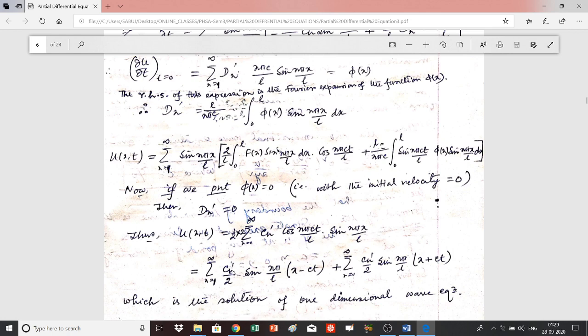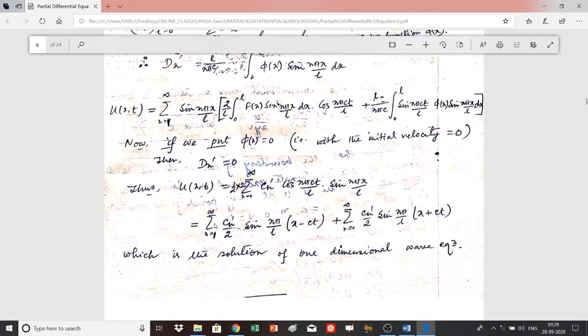So that can be written in the manner that the sum from n equals 1 of cn prime by 2, this cn prime by 2 sin. This term can be written as 2 cos n pi ct by L into sin n pi x by L, that is 2 cos a sin b. That can be written as 2 sin a cos b, which can be written as sin a plus b and sin a minus b. This term is written first. Here is the term x and here is ct. So a is x and b is ct.